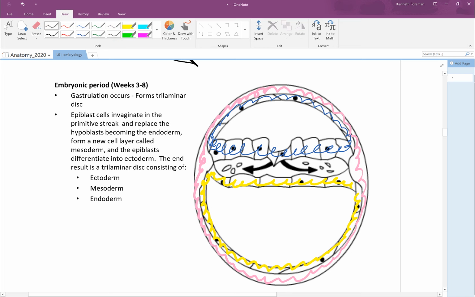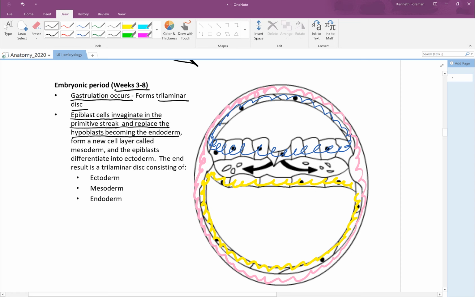Now, at this week 3 to 8, we have a process called gastrulation, which happens. And this is when we actually form a trilaminar disc. So basically, we started out with embryoblasts. Embryoblasts differentiated into epiblasts and hypoblasts. And now to develop a bilaminar disc. Now we're going to develop a trilaminar disc, 3 layers. Now, basically what happens in this process is the epiblast cells invaginate into what we call the primitive streak. I'll tell you a little bit more about that in a minute. And they're going to replace the hypoblast to become the endoderm.